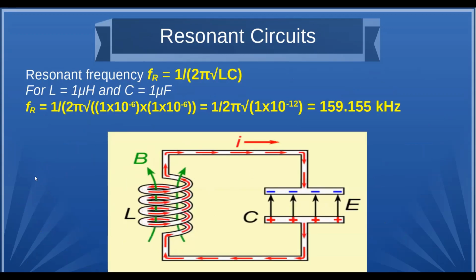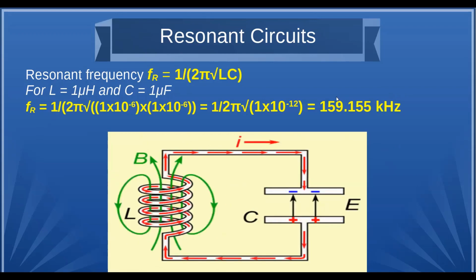Okay, so this little circuit, I like this one because it's showing the energy going back and forth between the two, and current changing direction. This is just an example of if I had a 1 microhenry inductor and a 1 microfarad capacitor, the resonant frequency is going to come out to 159.155 kilohertz.